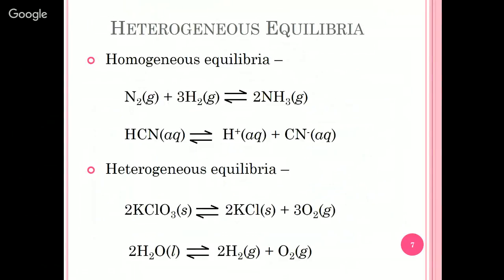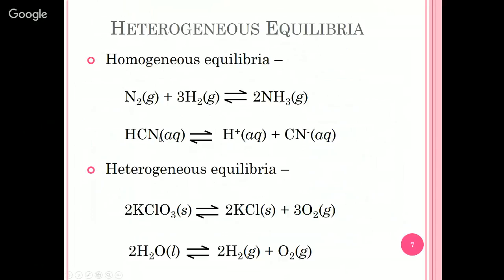Heterogeneous equilibria versus homogeneous equilibria. Homogeneous means that everything is in the same state. Notice here, we've seen this reaction. Everything here is a gas. Nitrogen gas plus hydrogen gas gives us ammonia as a gas.